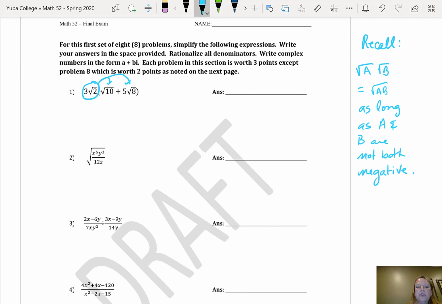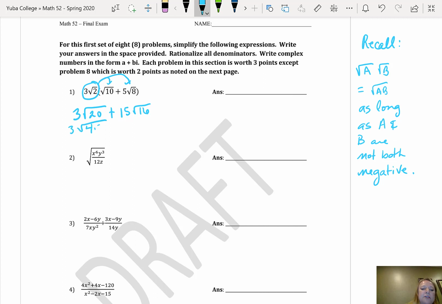Okay, so we're going to distribute our 3 square root of 2. And so we have 3 square root of 2 times square root of 10. So using this property, we have 3 square root of 2 times 10, so 20, plus 3 times 5, so 15 square root of, root 2 times root 8 is 16. So we want to pull out as much as we can, and I notice that square root of 20 has a factor that is a perfect square.